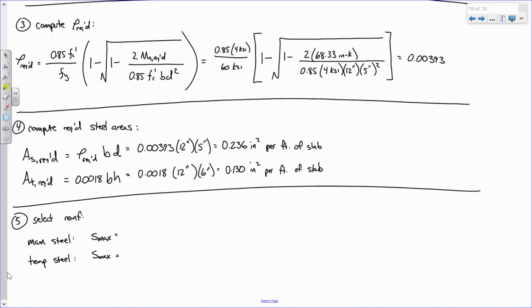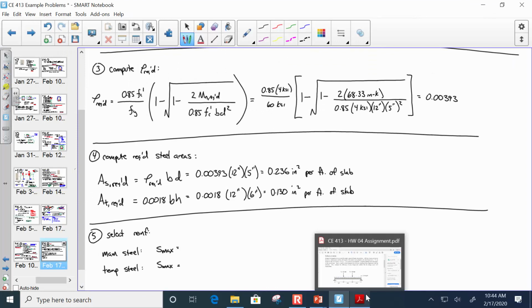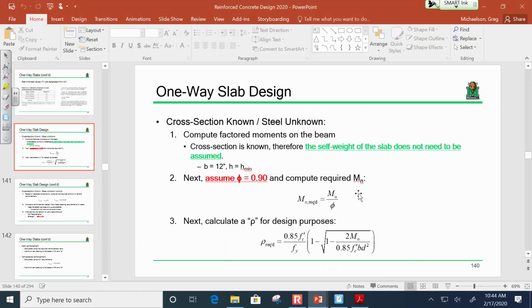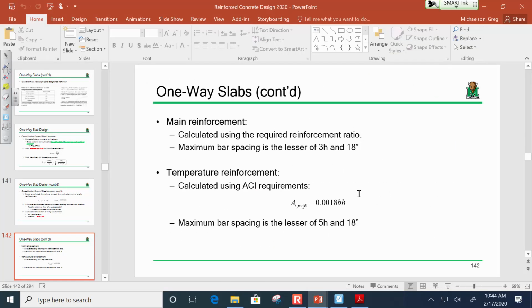Okay. Now I produced this chart for, I think, what was my maximum spacing? Was it 18 inches? I mean, we could produce charts with spacing well beyond that, but you'll see why I limited it to 18 here in a second. Now, let me go off my slides because I want to show you where I'm getting this. Okay, so main reinforcement. The maximum bar spacing is the lesser of 3h and 18 inches. For maximum bar spacing for temperature reinforcement, it's the lesser of 5h and 18 inches.